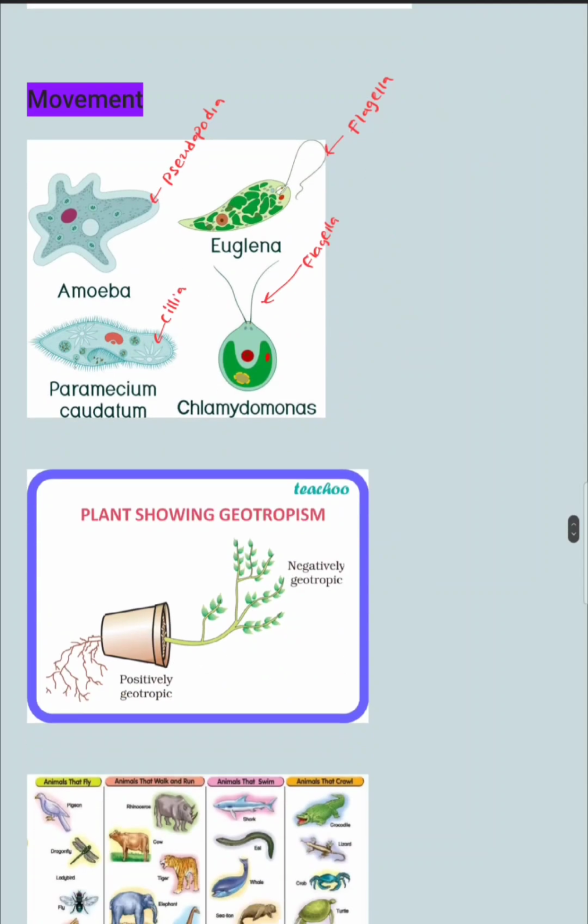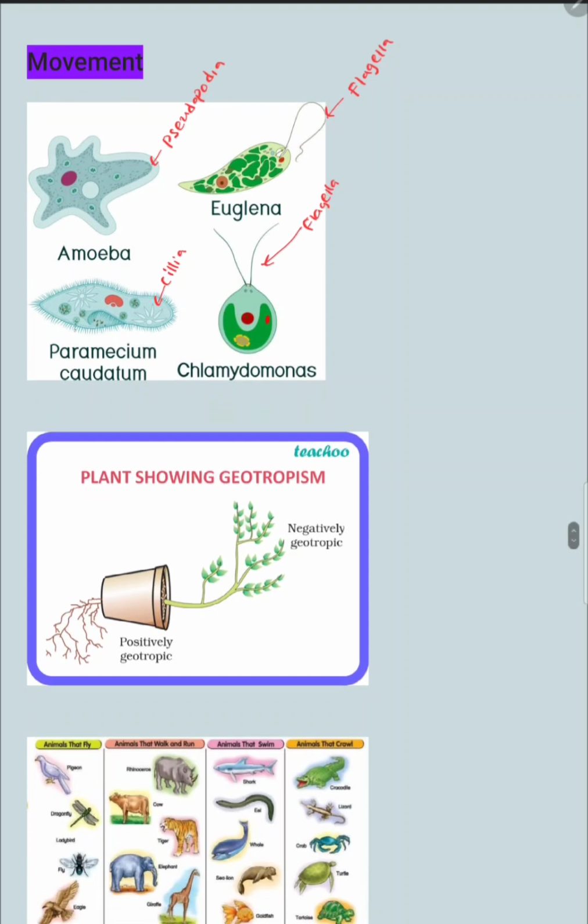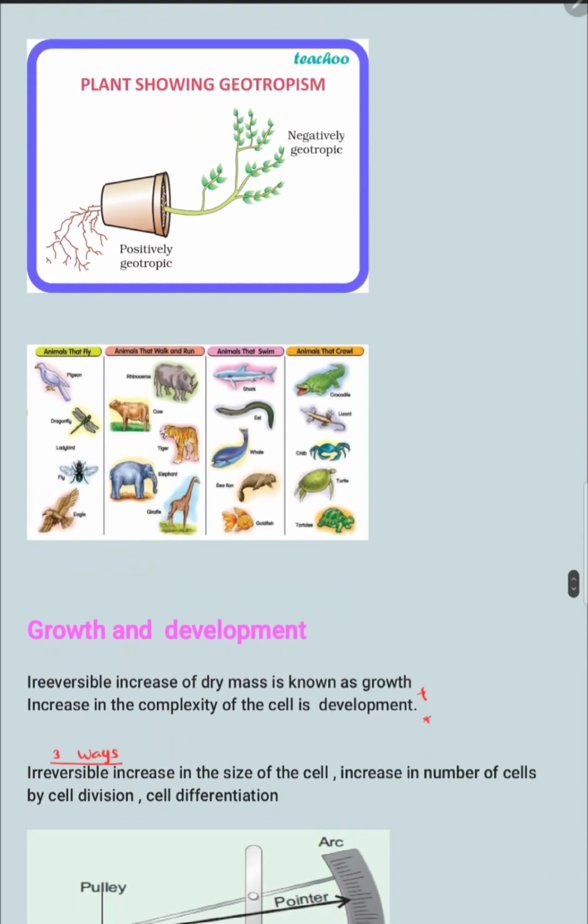Then the next one is movement. Both unicellular and multicellular organisms do movements. The unicellular ones have pseudopodia, flagella and cilia. Amoeba has pseudopodia, Euglena and Chlamydomonas have flagella. Paramecium has small fiber-like structures. They are called cilia.